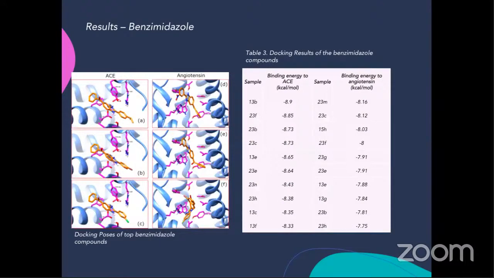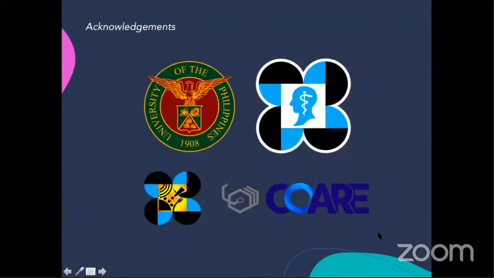So we saw na there's a template for this, 13X template, that has good affinity, and 13 and 23 templates that have good affinity po towards our ACE and angiotensin receptor. And we saw na aromatic din siya and mainly free na. So what we want to do here then is to further enhance yung binding relationship po between our benzimidazole compounds and ACE and angiotensin receptor.